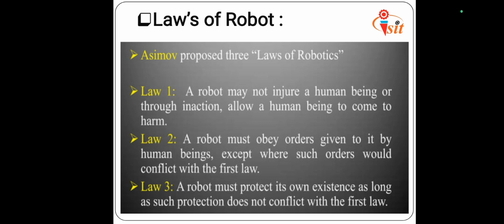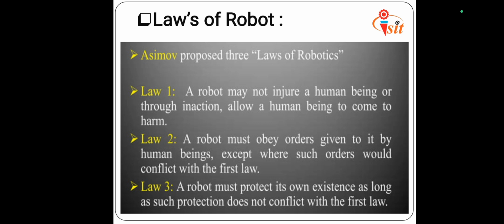Second law of robots states that a robot must obey orders given to it by human beings, except where such orders would conflict with the first law. It means that whenever a programmer gives an order to the robot, then the robot must obey that order unless and until it conflicts with the first law. Means if a programmer is giving an order to harm a human being, the robot should not do it. It may disobey that order, but other orders the robot has to obey. This is law number 2.